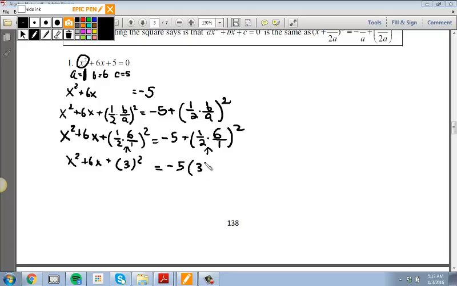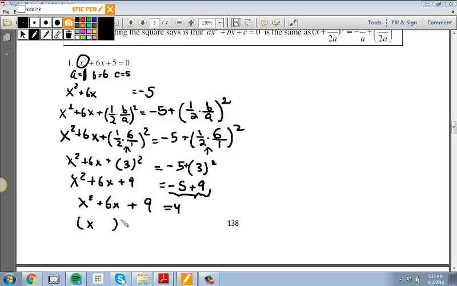I think that is something that all of you can remember. Okay, so then I have x squared plus 6x plus 3 squared, which is 9, equals negative 5 plus 9, and negative 5 plus 9 is actually equal to 4. Then I can factor this side. I know that 3 times 3 is 9, and 3 plus 3 is 6, so I'm going to make this side into x plus 3 times x plus 3, which is x plus 3 squared, equals 4.